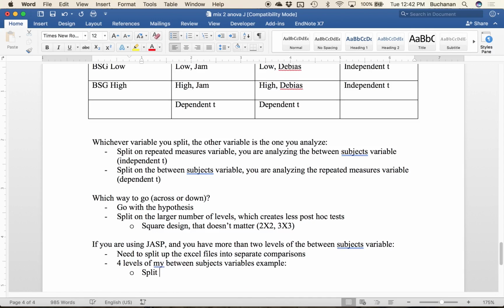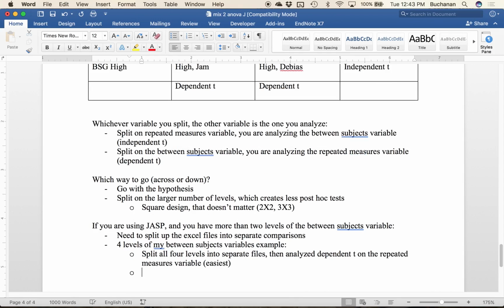So what you would have to do is either split all 4 levels into separate files, then analyze dependent t on the repeated measures variable. I would say this is the easiest solution. Or split into what we're going to call pairwise comparisons.